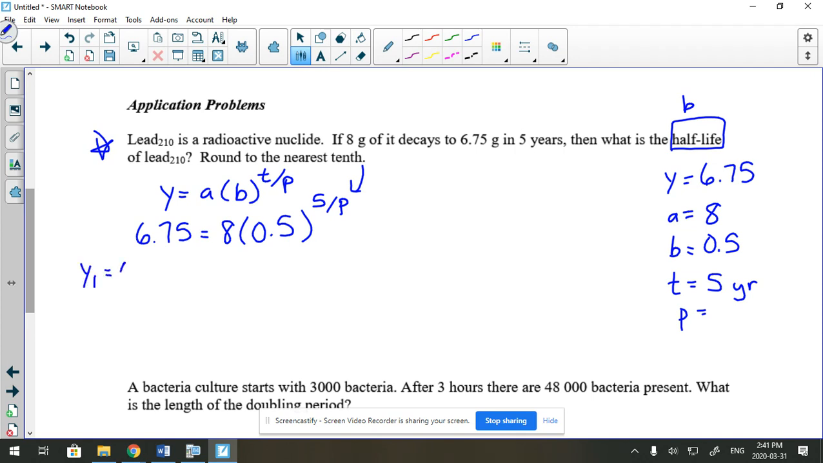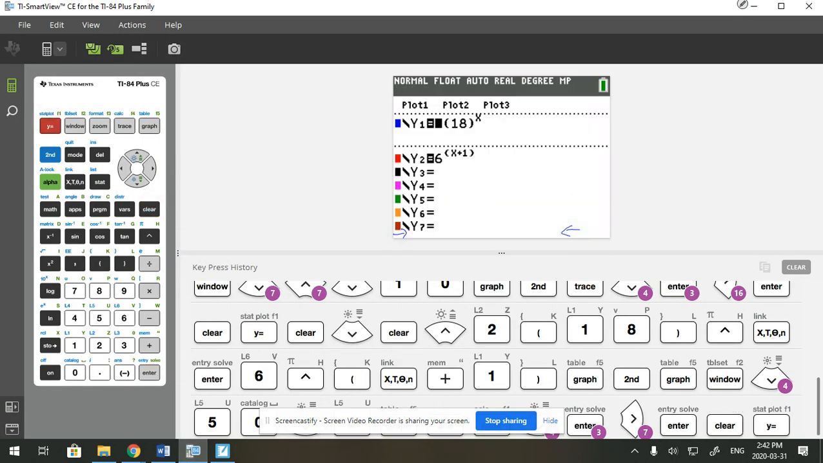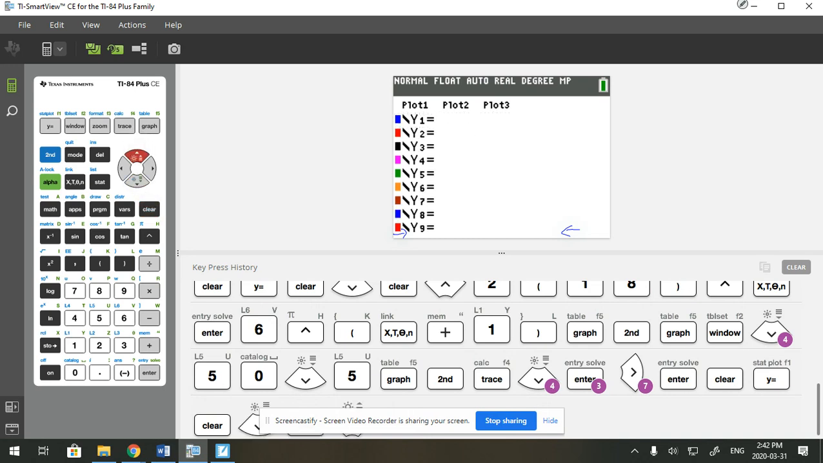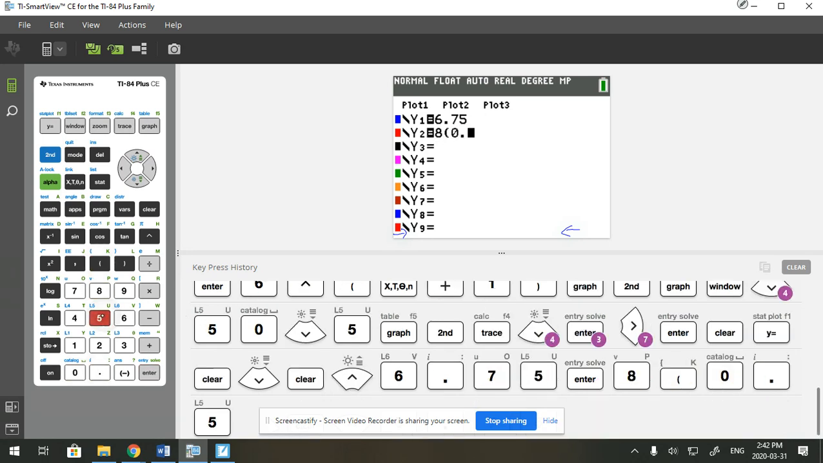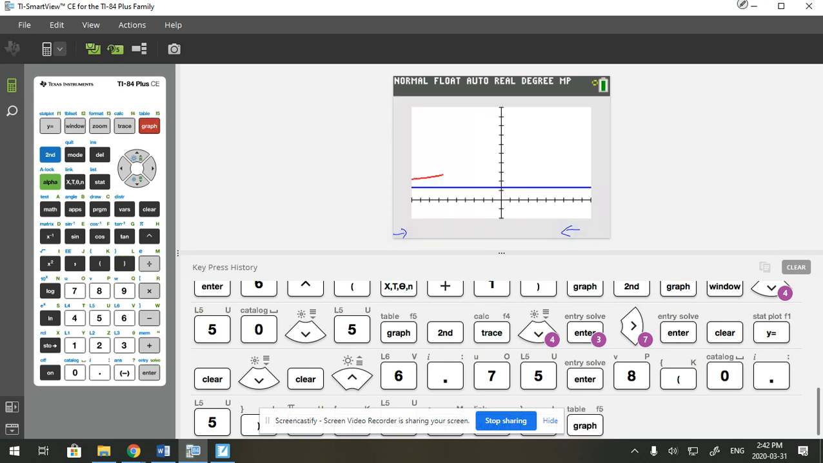So for our y1, we're going to type in 6.75. For our y2, we're going to type in 8 to the 0.5, 5 over p, but you're going to enter it as an x on your calculator. And let's see what that'll look like. So bring up the calculator. You're going to go into y equals, clear out whatever you had. My y1 was 6.75. My y2 was 8, bracket 0.5 to the exponent 5 over p. Again, you may need to use brackets here if you have an older version of your calculator. Other ones will work fine without brackets, so make sure you're getting the same answer as me. Then we're going to graph it.